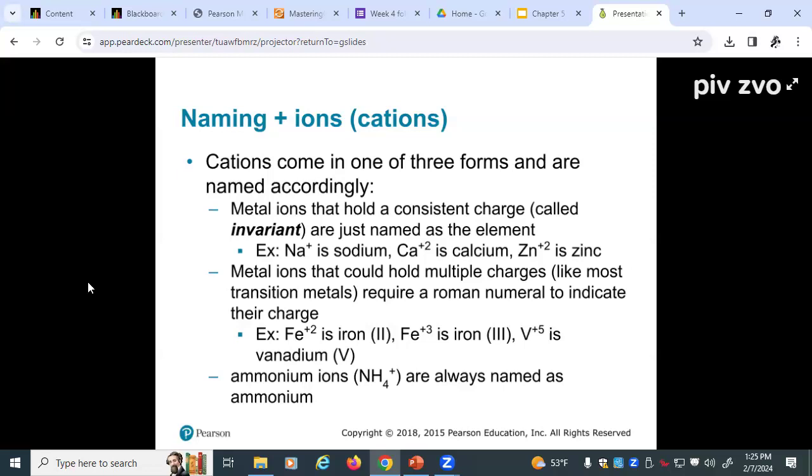Well, let's start with the positive ions. Cations can be subclassified into 3 categories. There are the metal ions that have a consistent charge no matter what. And if that's the case, we just name them as the element that they are. Now, your book refers to these as invariant elements. Invariance is just a fancy way of saying they have a consistent charge.